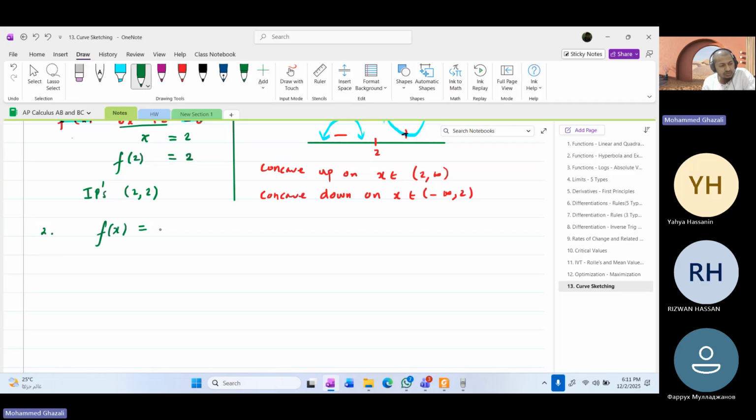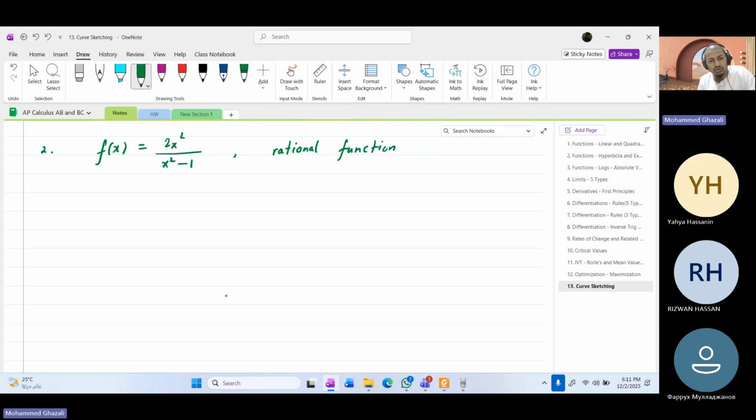This is our second example, which is y equals, let's call it f of x, not y. f of x is equal to 2x squared over x squared minus 1. So what type of function is this? This is a rational function. Since this is a rational function, we will be looking at horizontal and vertical asymptotes, key features. So let's start with the key features.